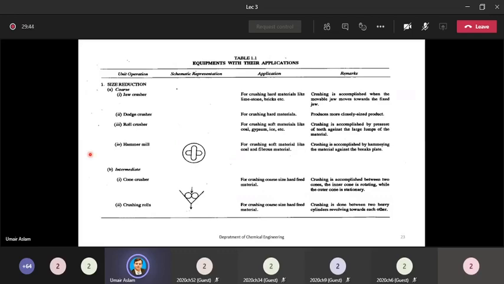Like this category of equipment represents those equipment which are used to reduce the size of some material. There is another category which shows the equipment which are used for mixing of various kinds of material. Then there is a third category which are used to move a liquid or a gas or a solid from one point to another point. So we basically have defined various kinds of equipment categories so that we can identify and understand each equipment easily.